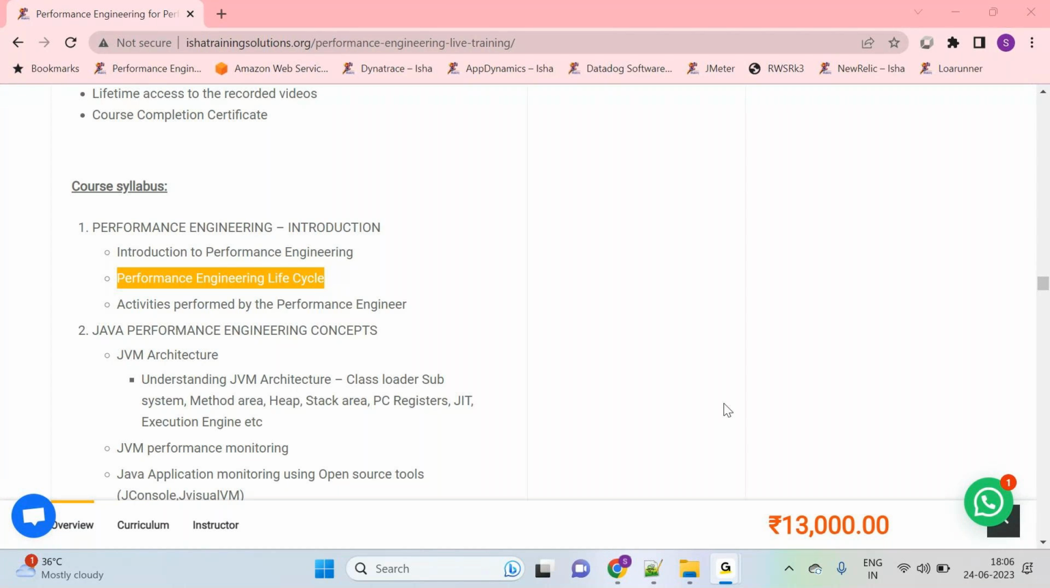SDLC, software development life cycle. When you are doing testing, STLC, software testing life cycle. If you are doing performance testing, PTLC, performance testing life cycle. Similarly, when you are doing a performance engineering activity, PELC, performance engineering life cycle. So we are going to discuss the life cycle, what activities we will basically perform in performance engineering.